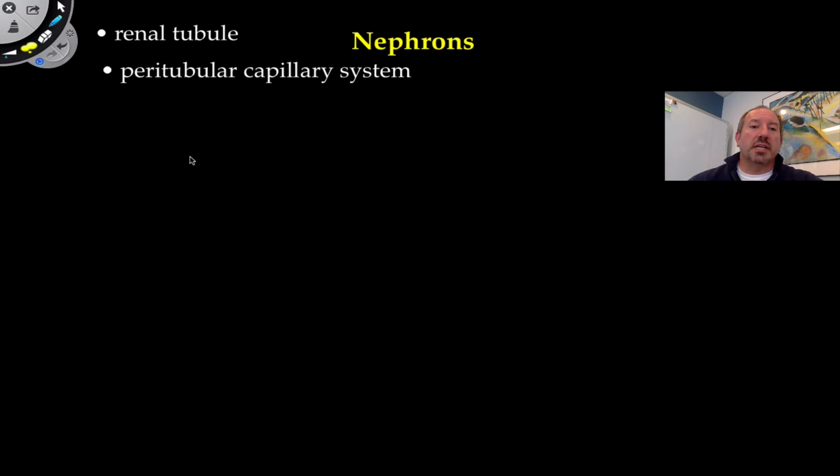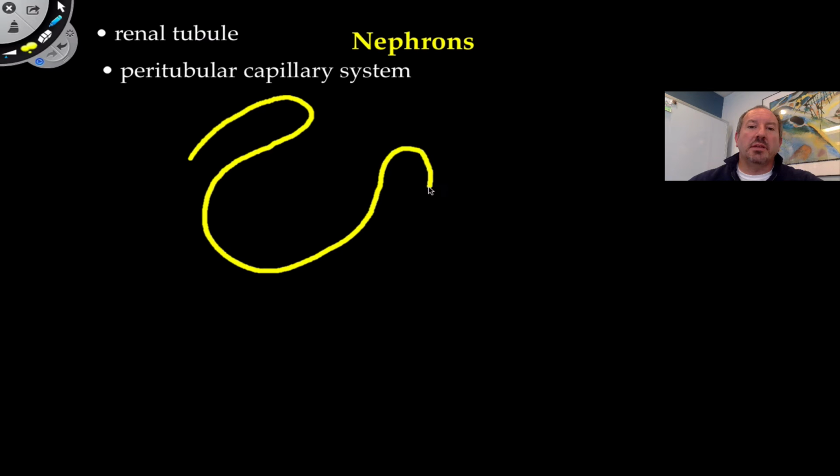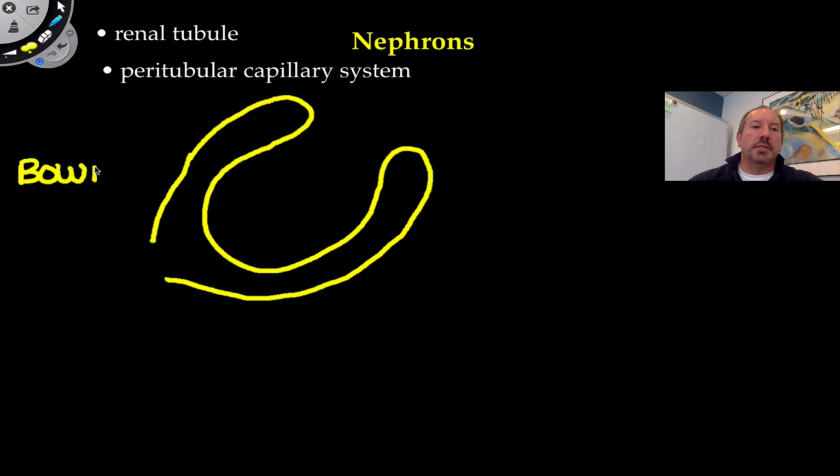And what's interesting is it's made of this, it looks like this. And I'm drawing it in just like 2 dimensions. It's this capsule. Okay, so I'm going to do this. And it has a couple of names. It was first identified by a gentleman called Bowman. And so it's sometimes referred to as the Bowman's capsule. Okay, the Bowman's capsule.